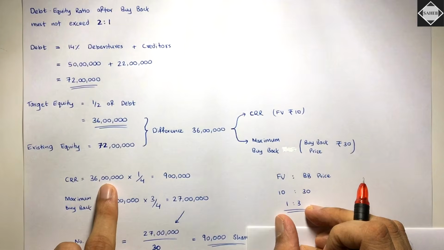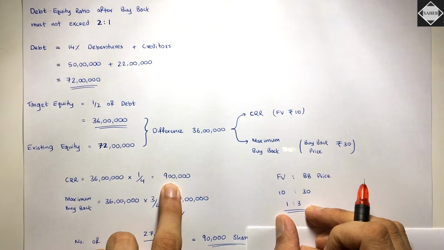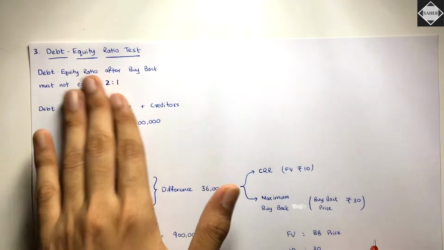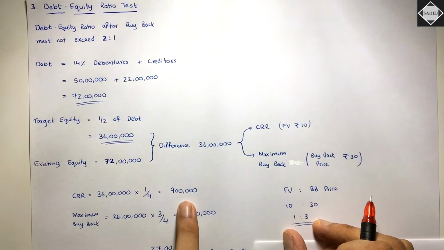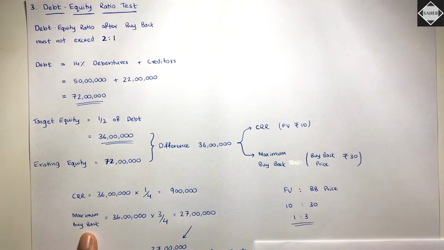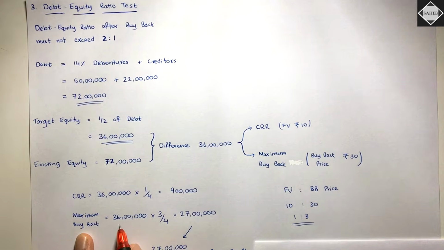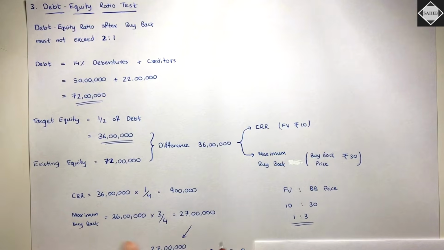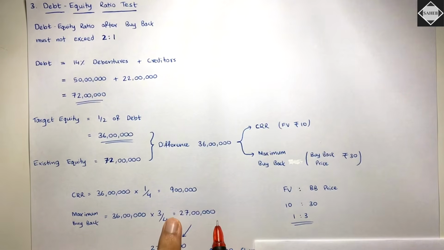Okay, see, 36 lakh into 1/4, that's 9 lakh. If you are going for buyback, maximum buyback in this debt equity ratio test, then this much will be transferred to CRR. How much? 9 lakhs. And how much buyback will be happening? Buyback is 36 lakh into 3/4, the remaining amount. Okay, that's 27 lakh. So take this 27 lakh, this is the maximum buyback amount.